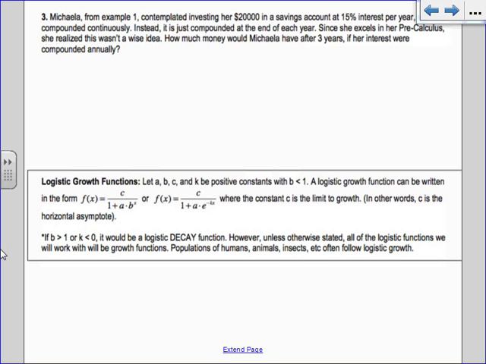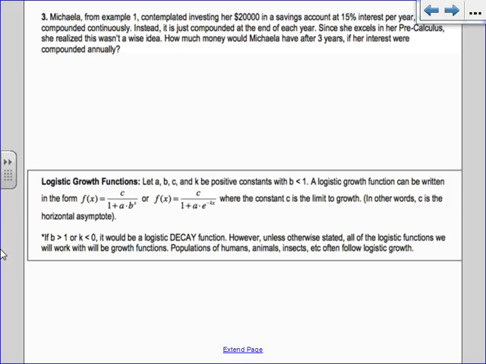Michaela, from example 1, contemplated investing her $20,000 in a savings account at 15% interest per year, not compounded continuously. So at the end of every single year, she's gaining 15% of what she had before. It's not going to be hugely different from compounded continuously. Compounded continuously is nice for your money to constantly be growing, but it's not going to be hugely different. But she knows it's probably not as good as the other ones. So let's see.